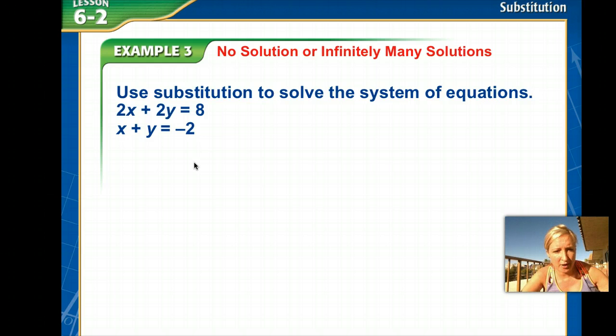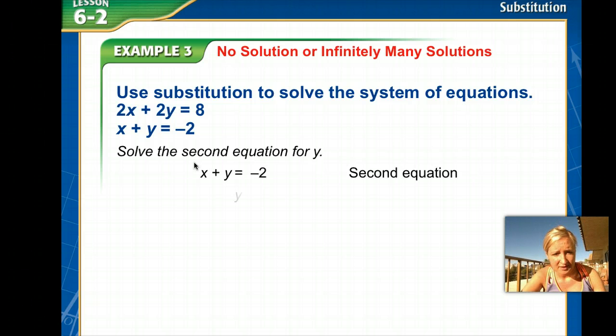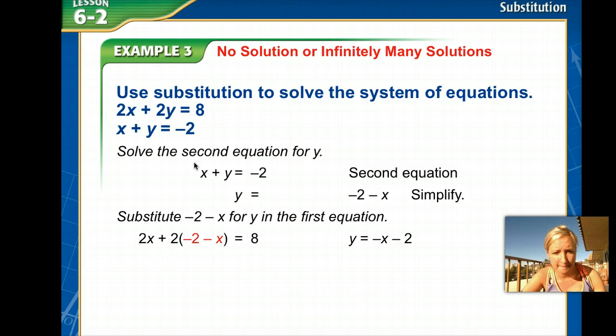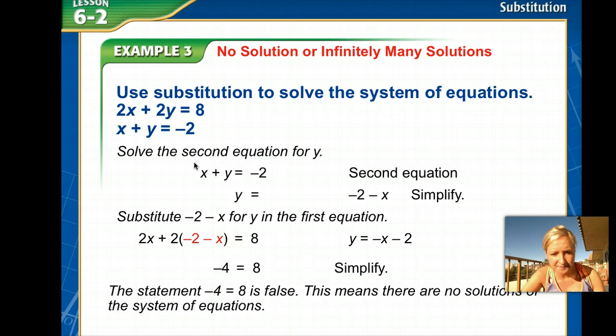So we look at these two equations, and the first thing would be to set one equation equal to either x or y. I'm going to solve the second equation for y. So I get y equals negative 2 minus x. So now I'm going to substitute that in for y in the first equation. And what you see is that when I solve that, 2x and 2x cancel out, and I'm left with negative 4 equals 8. Well, when two numbers don't equal each other, our answer is false. There's no solution, and our answer would be no solution.